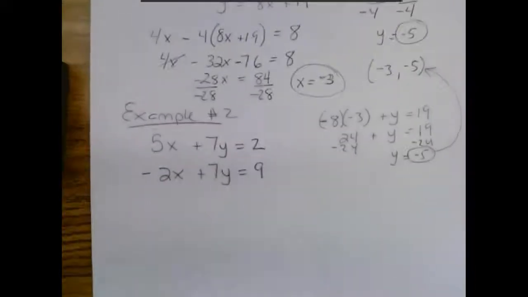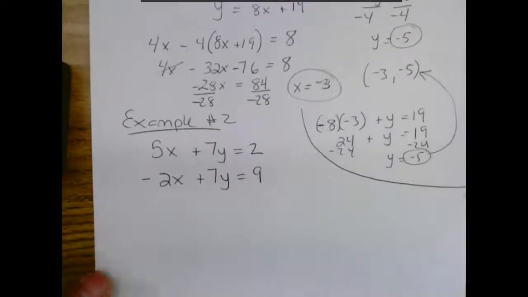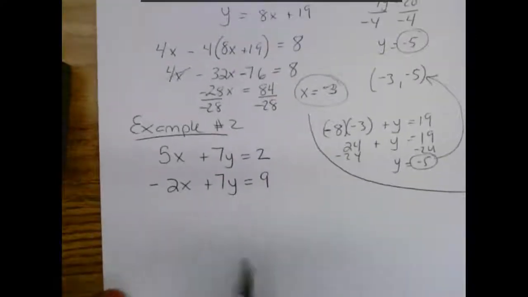Let's look at another example. Just ignore all this over here. Kind of ran over a little bit. So here we have 5x plus 7y equals 2, and negative 2x plus 7y equals 9.